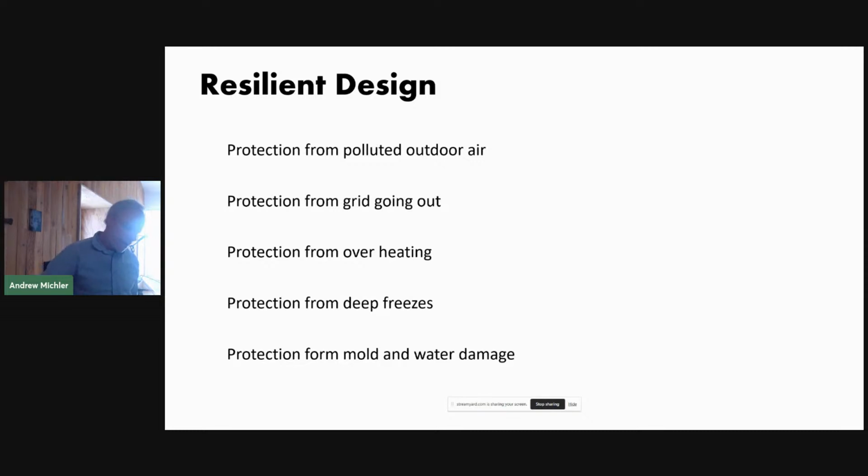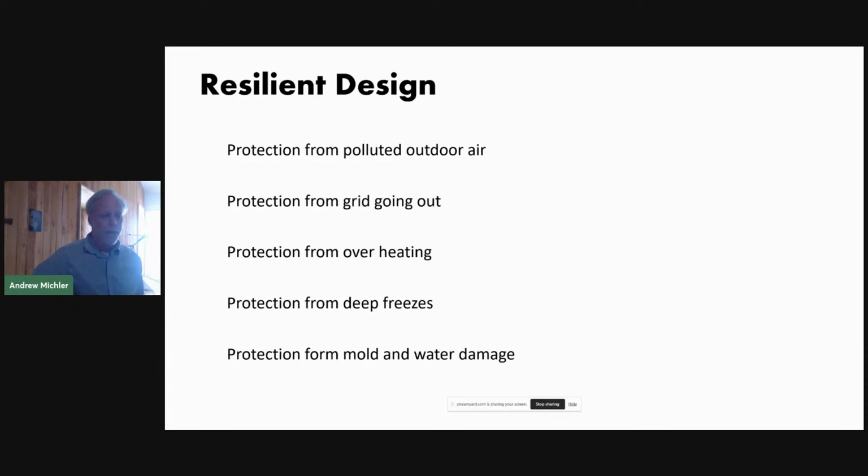Protection from the grid going out: it's great, okay, we'll put a battery system in the house. I live off grid. I lived on batteries for years and years. If the grid's off when it's sub-zero degrees, that battery's not going to last too long. So we want to make sure that the house in general is survivable even without a power system.